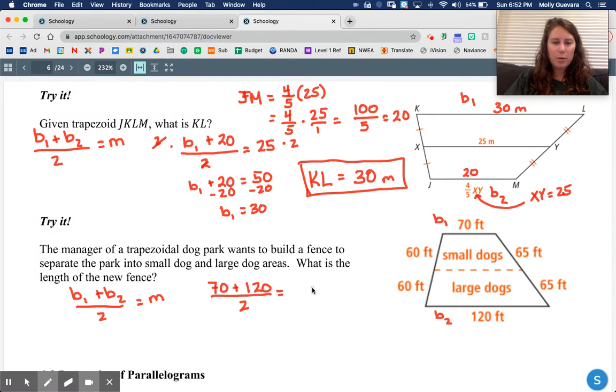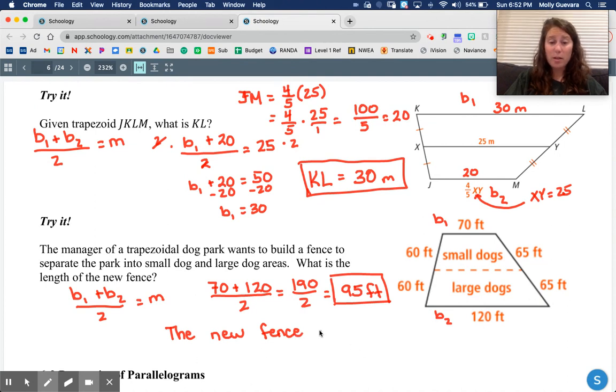70 plus 120 is 190 divided by 2 gets me 95 feet. So this fence will be 95 feet long. So what is the length of the new fence? Right, the new fence. Whenever we have a word problem, don't forget to answer in sentence form. So the new fence will be 95 feet long.